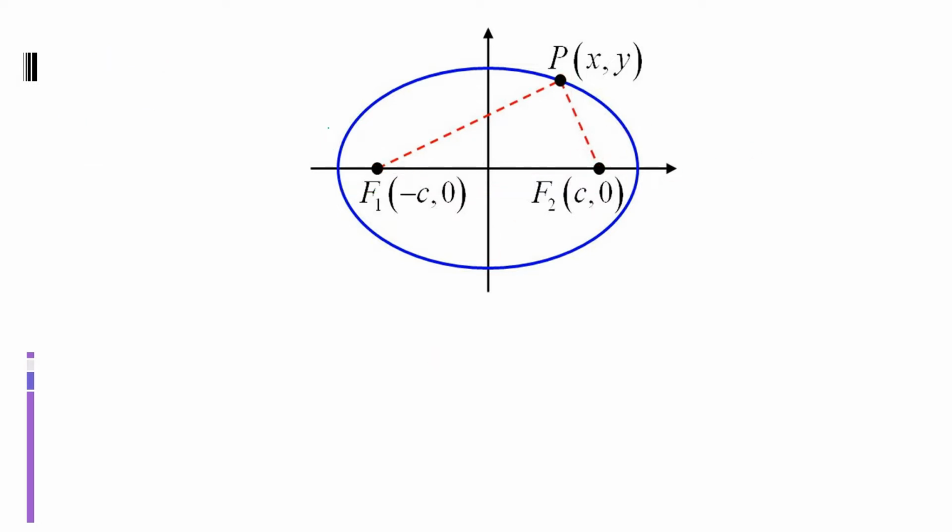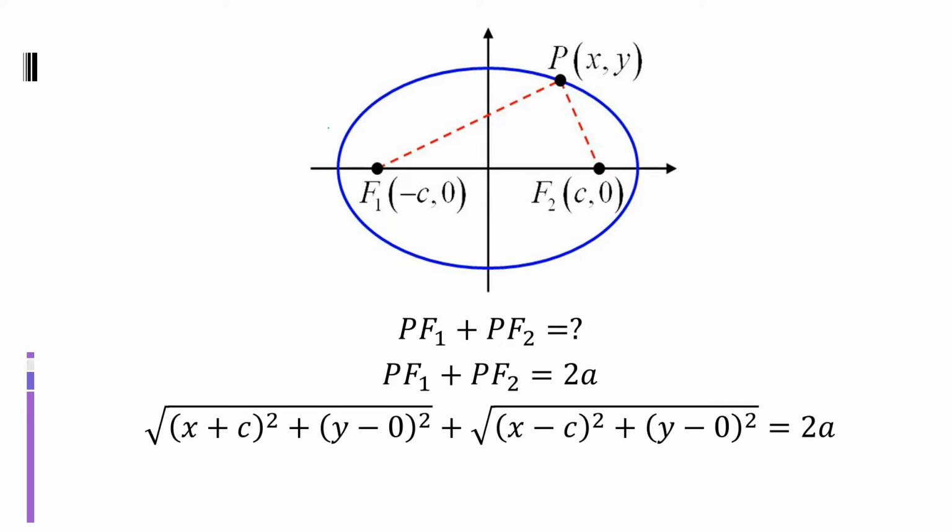So with that information, we know that PF sub 1 plus PF sub 2 now is equal to 2a. But what is PF sub 1? That is just the square root of (x minus negative c) squared plus (y minus 0) squared. And PF sub 2, this is equal to (x minus c) squared plus (y minus 0) squared, then take the square root because that is the distance. And that is now equal to 2a.